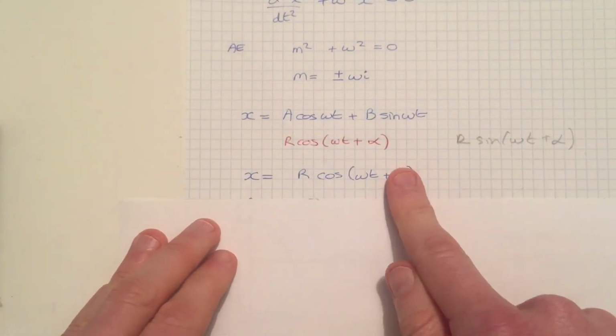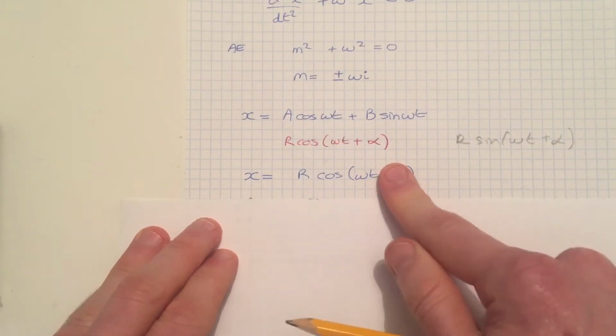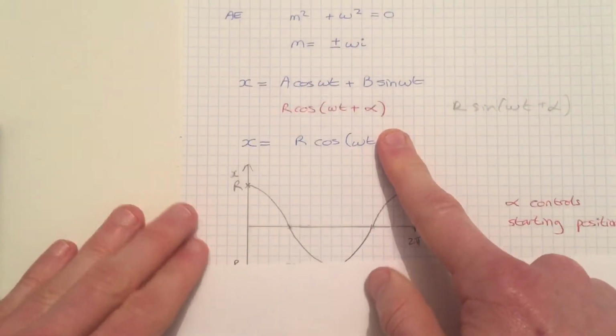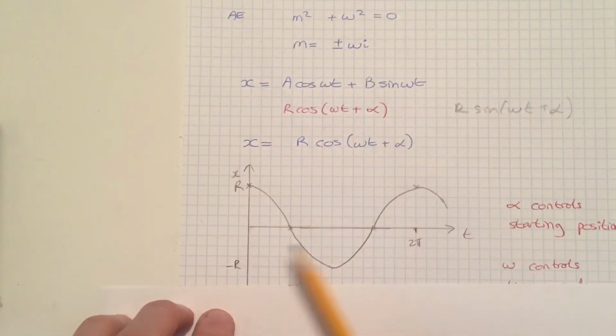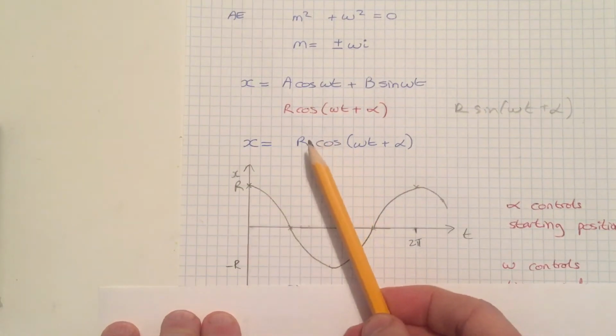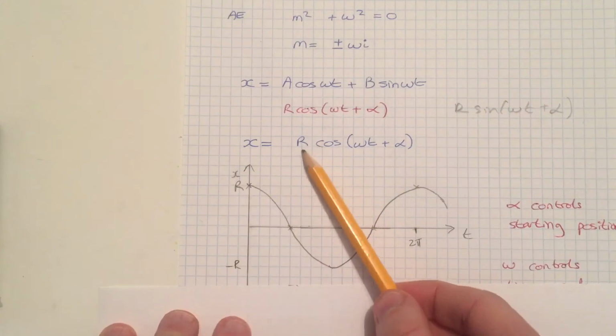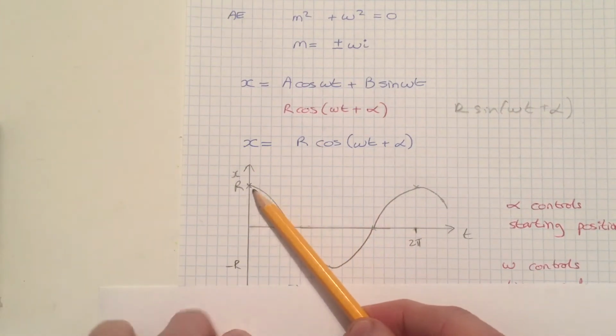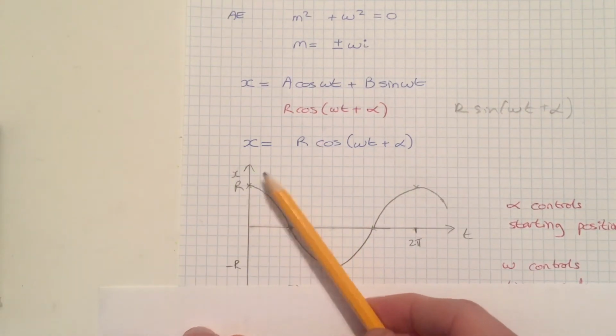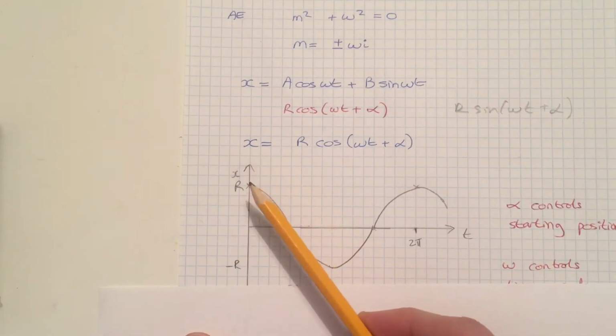So if that is 0, let's draw the graph of that. It'll look like that, the cos graph. So the cos graph starts at r and is going to go down to minus r. So this r here is representing the amplitude of the oscillation. It's talking about the maximum displacement.